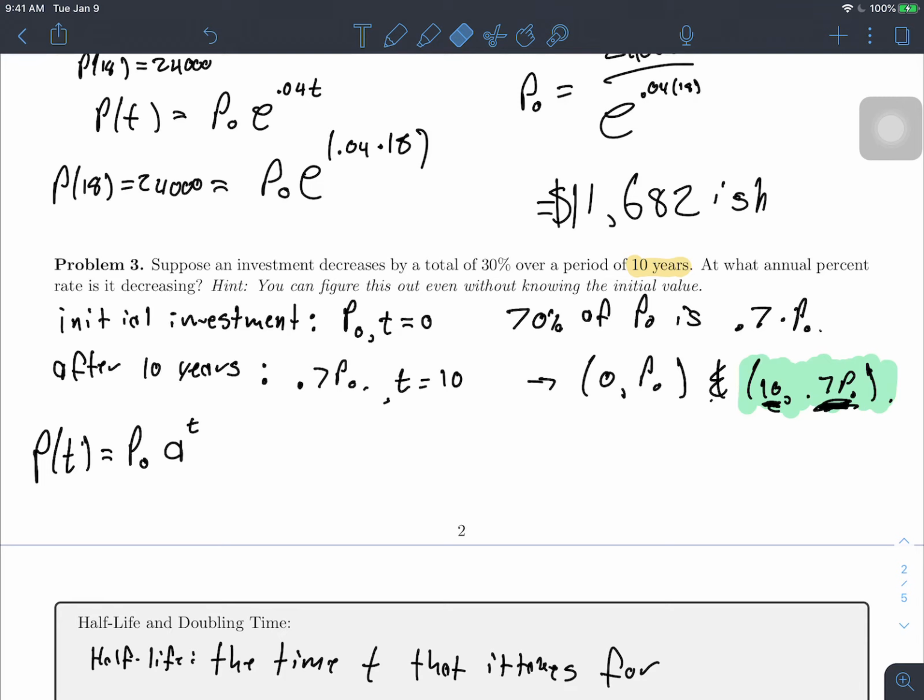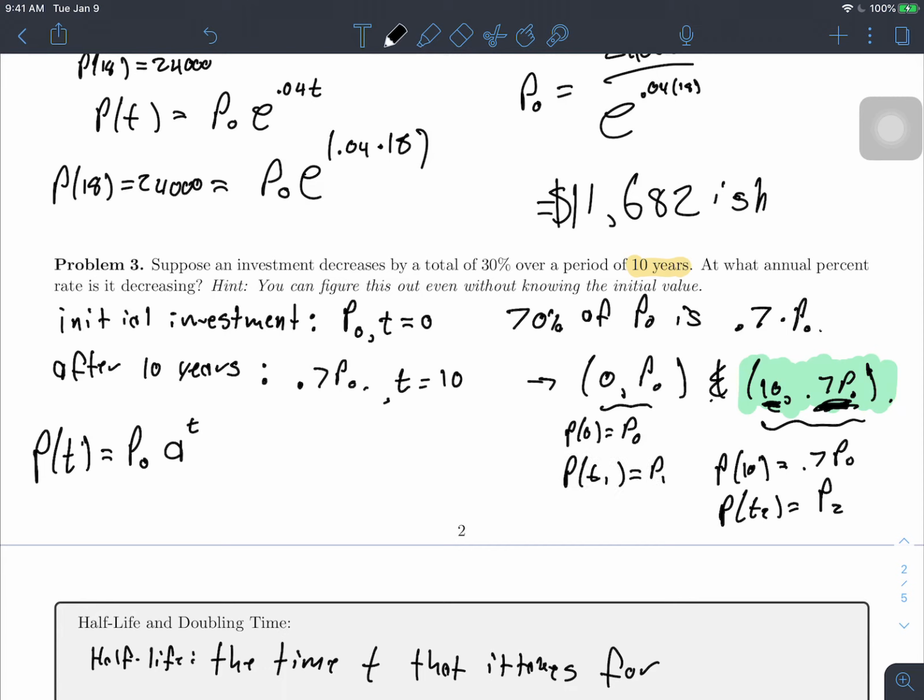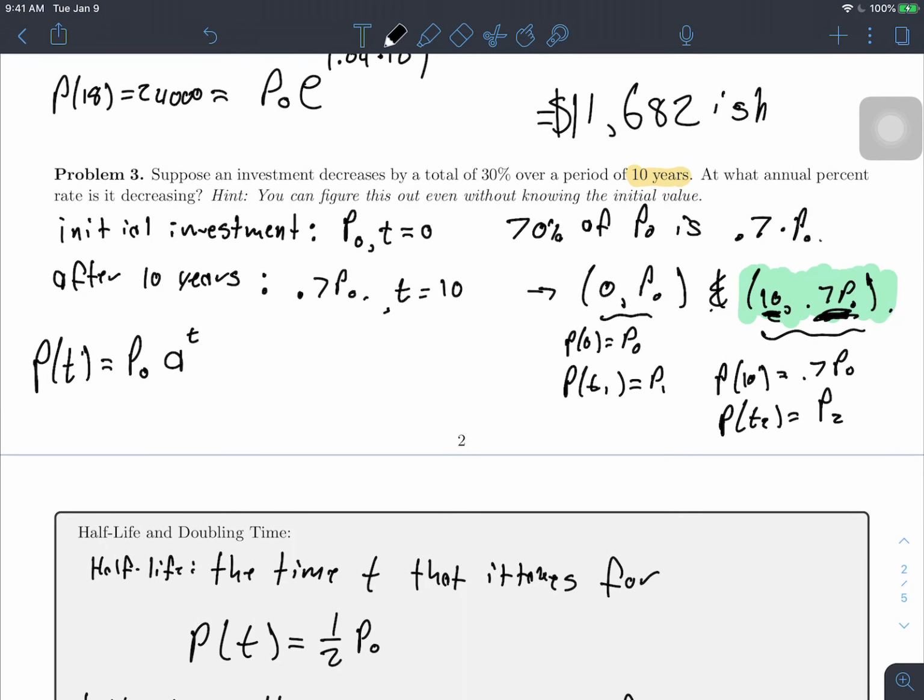So what I tried to write down initially was a general way to do this at any time. The information that's encoded in this point here is P of 10 equals 0.7 P naught. And the information encoded in here is P of 0 equals P naught. When I first wrote this down, I wrote something like P of T2 equals P2 and P of T1 equals P1. And then I said what you should do is divide those two things. So in the notes it was P naught times A to the T2 divided by P naught times A to the T1 equals 0.7 P naught over P naught.